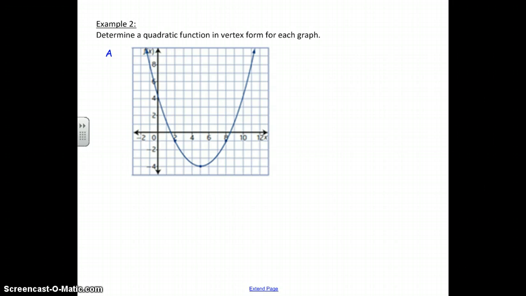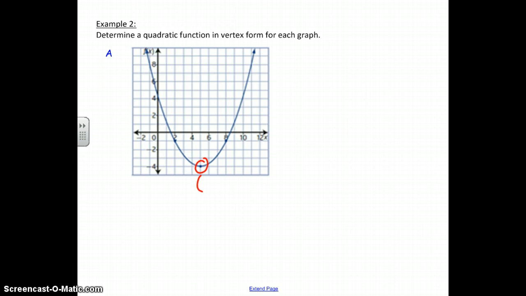Okay, so for this one we want to determine the function in vertex form for this graph here. So we want to basically come up with the function for this, like f of x equals or y equals, and then we want it to be in vertex form. To do that, the first thing we can do is find our vertex.